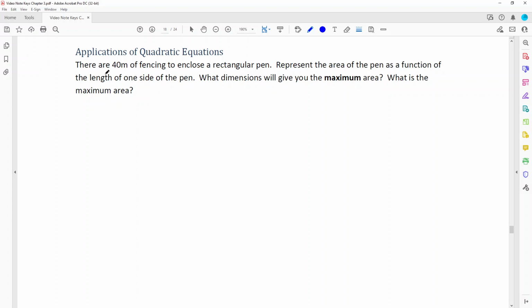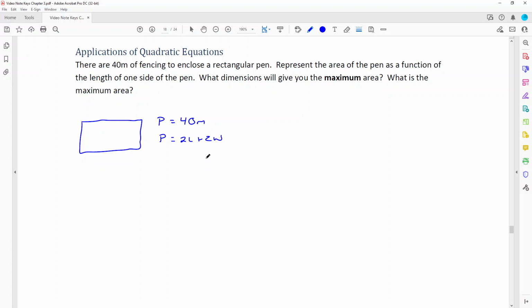Well, we've got 40 meters of fencing to enclose a rectangular pen. If you've taken enough math classes with us, these start getting really boring. So if you have 40 meters of fencing to enclose a rectangular pen, that means you have 40 meters to go around the perimeter of the fence. Okay, we know that perimeter is 2L plus 2W, so 2 lengths plus 2 widths.